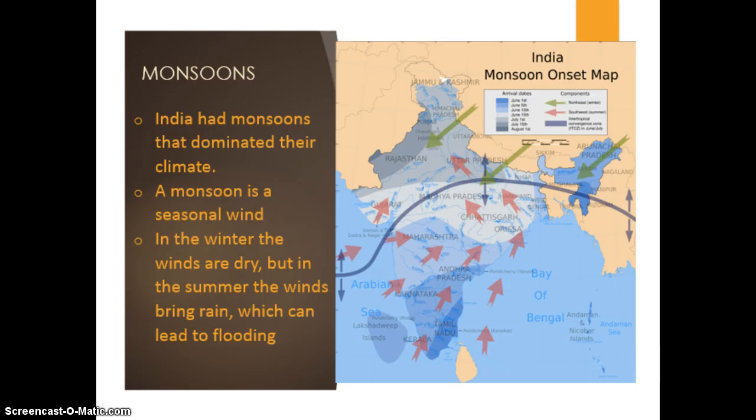India suffers from a constant weather issue of monsoons. Monsoons dominate their climate and therefore their environment and their culture. A monsoon is a seasonal wind. In the winter, the winds that blow in are dry. But in the summer, they bring rain, they're wet, and that's going to lead to flooding, as we've seen with the other river valley civilizations.